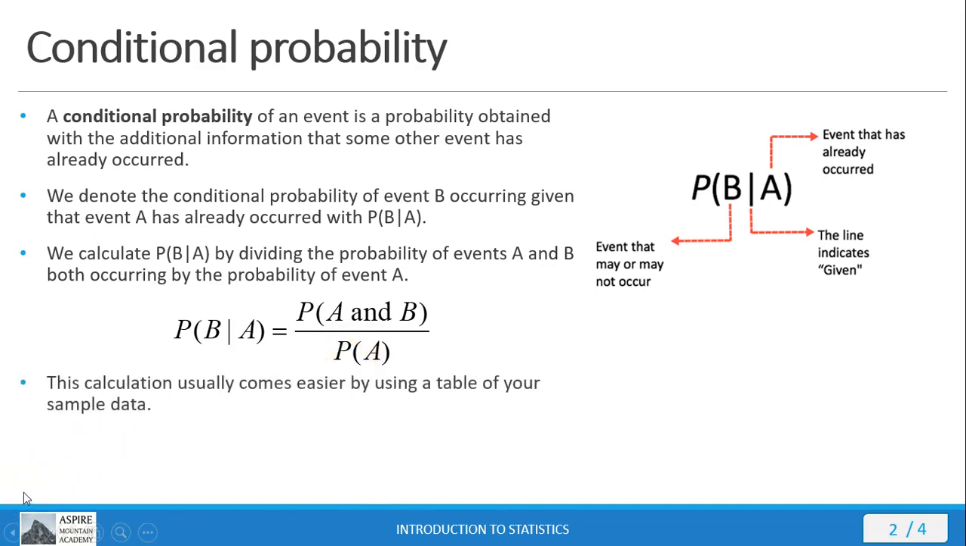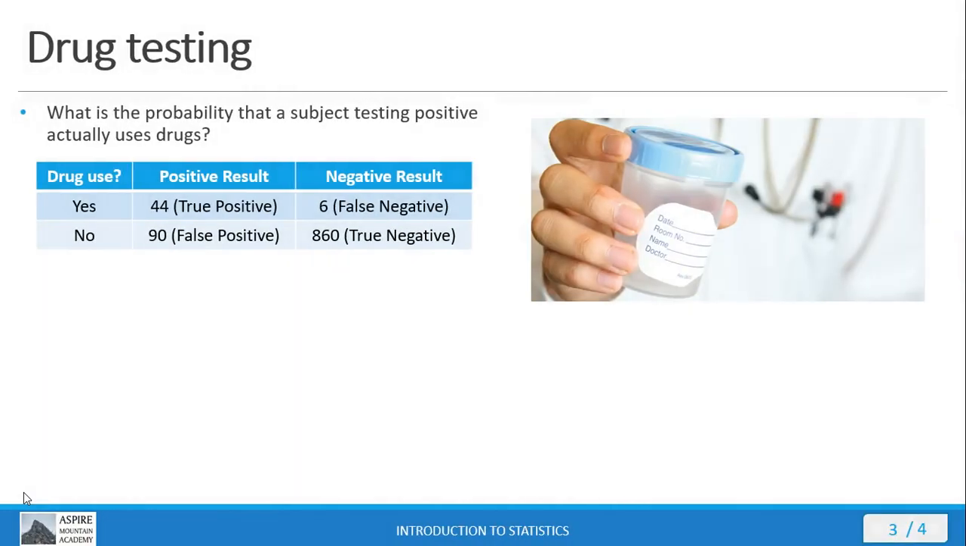This calculation usually comes easier if you have a table of your data. Now, let's look at an example problem to illustrate how this is actually done. Here our example problem uses drug testing. You see here a table listing results from drug testing, and the question we're asked is, what is the probability that a subject testing positive actually uses drugs?